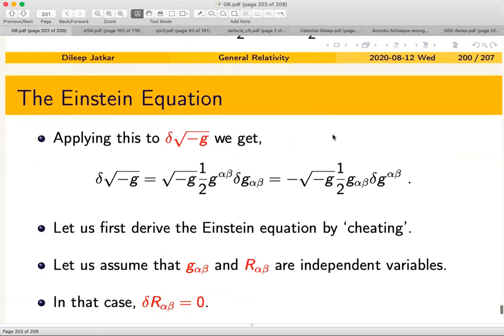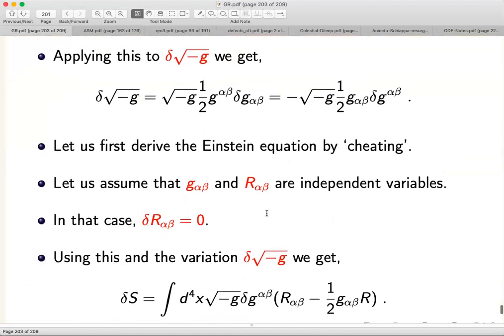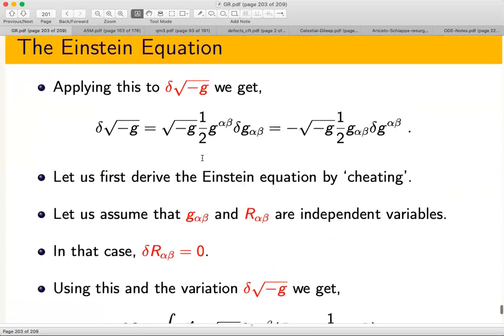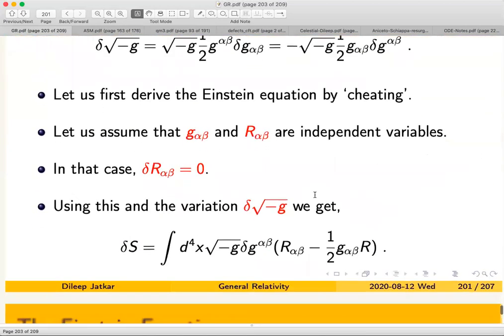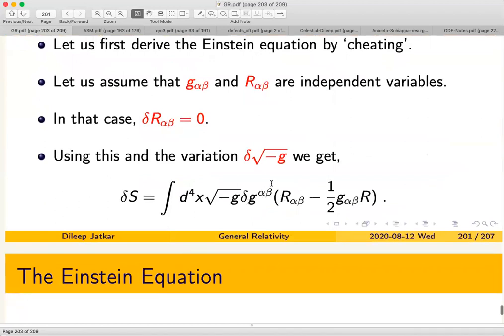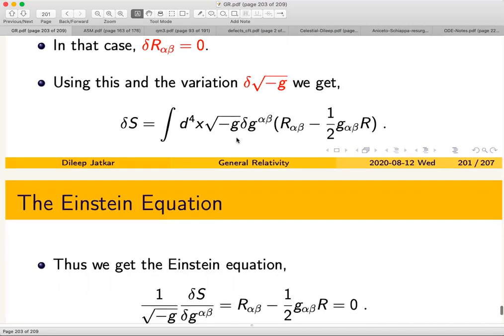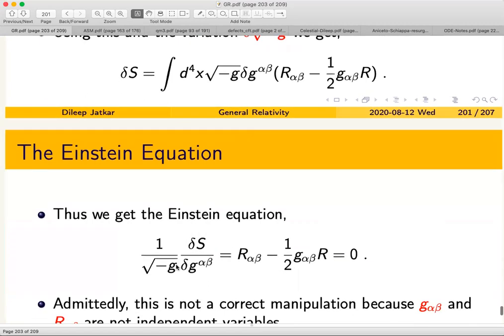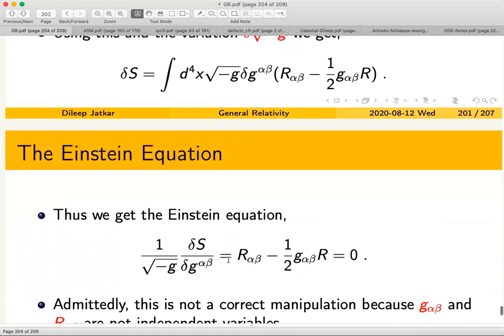Then delta R alpha beta will be set to 0, and you use this delta G alpha beta, which is given out here, and plug it into this. The last term gives you delta G inverse alpha beta times R alpha beta. This gives you minus half times G alpha beta times root G. And you have to set this equal to 0. This is to be set to 0 for arbitrary variation of G alpha beta, and for the non singular metric. So therefore, if you write down this, you get the vacuum Einstein equation. So it's R alpha beta minus half G alpha beta times R is equal to 0.